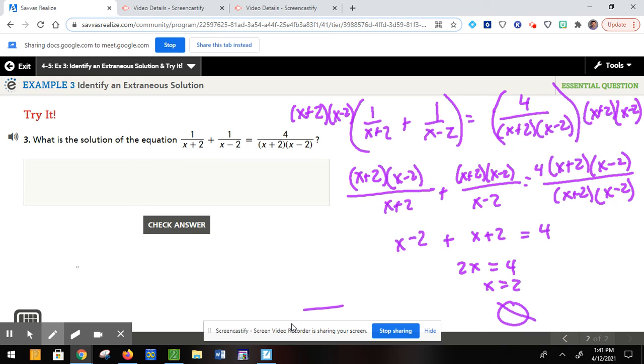So in this case, I multiplied both sides of the equation by x plus 2 times x minus 2. Once I simplified it all out, it really just ended up with x equals 2. Well, x equals 2 is a restricted value. It is extraneous. The only solution I got was extraneous, meaning there is no solution.